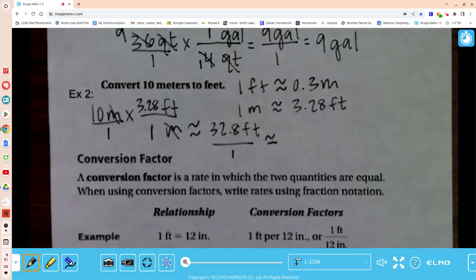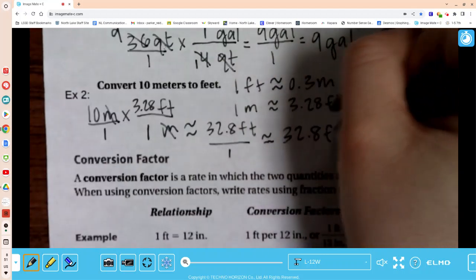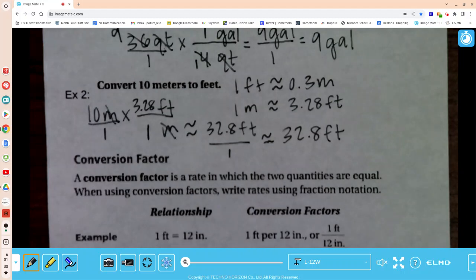What does that mean my answer is? If I convert 10 meters into feet, how many feet does it become? I want to call on someone I haven't called on yet today. If I'm converting 10 meters to feet, how many feet does it turn into? And again, notice I use the little squiggly equal sign to say it's not exactly 32.8 feet, but it's pretty darn close. Questions about example 2?